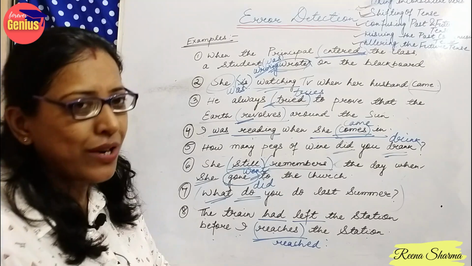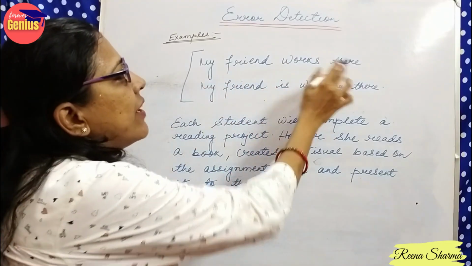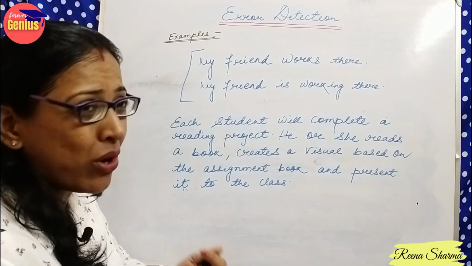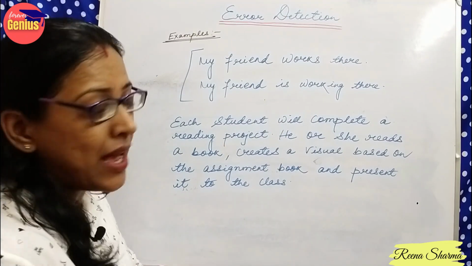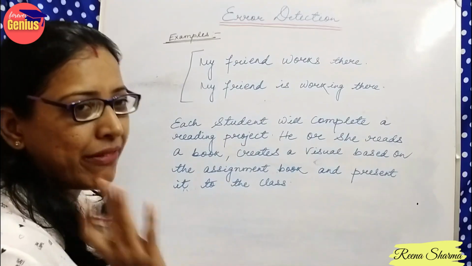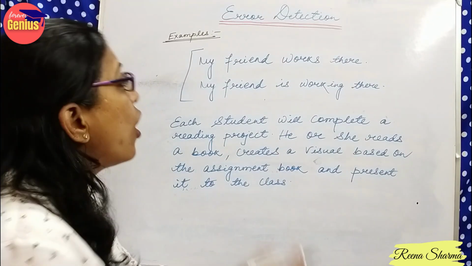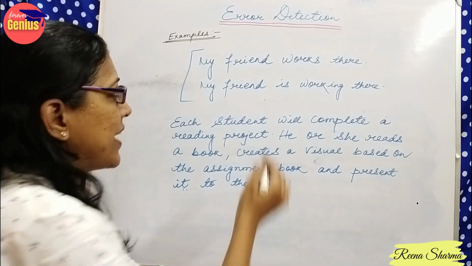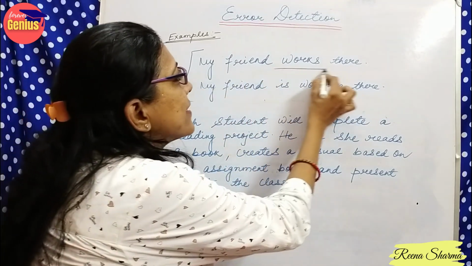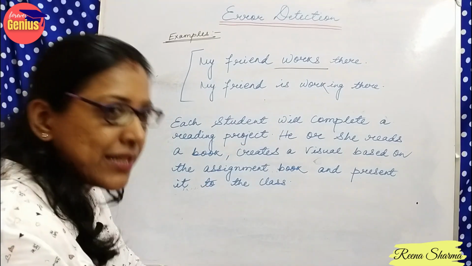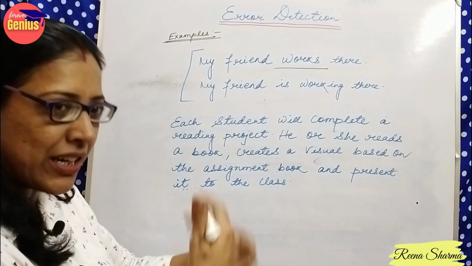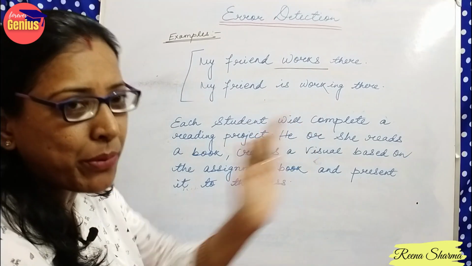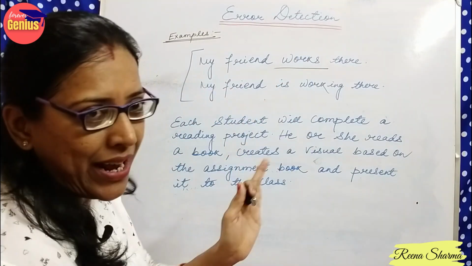Let's see one or two more examples. My friend works there. My friend is working there. Now, both the sentences seem to be correct. How can we identify whether it should be simple present or present continuous tense? See, my friend works there means he works there. Yesterday also he was working, today also he is working, tomorrow also he would be working. It is a habitual process. We have to see that difference.